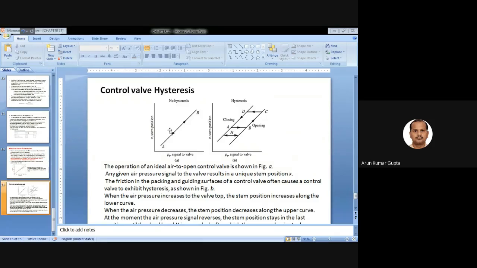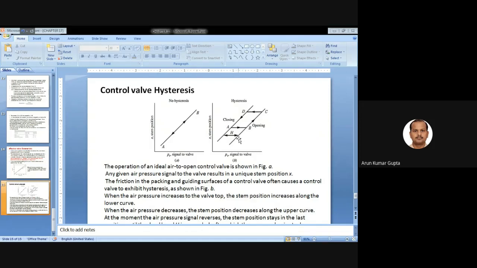So you can see in the figure, when we have a signal to the valve and the stem position, if you change from position A to B, it follows a certain path. And now if you change from B to A, it follows a similar path in the reverse direction. So there is no change in the path, so that's why you can say there is no hysteresis.